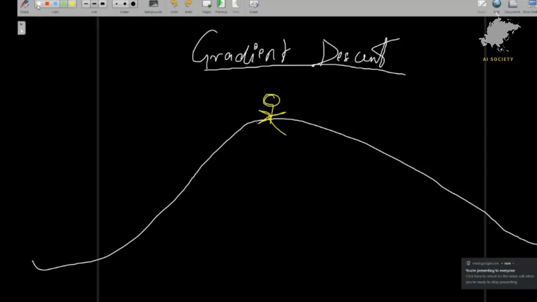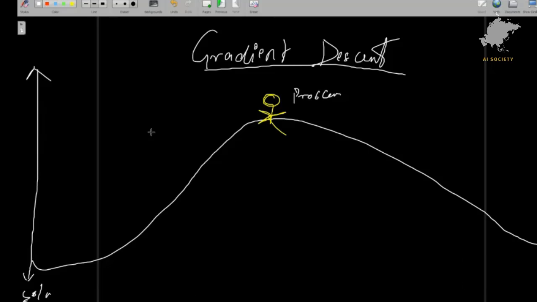Now you can think of the mountain as a problem. When you are at the top of the mountain, that is the problem you have. Here the problem is the height of the mountain where you are standing. The top of the mountain is the problem, and the bottommost is the solution. And the process of reaching from problem to solution is gradient descent.